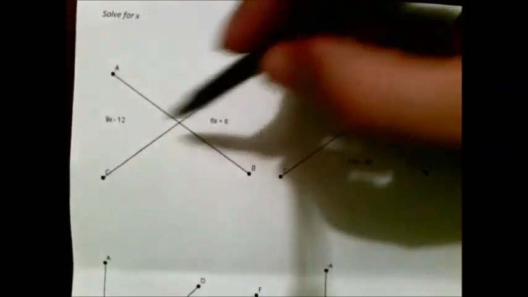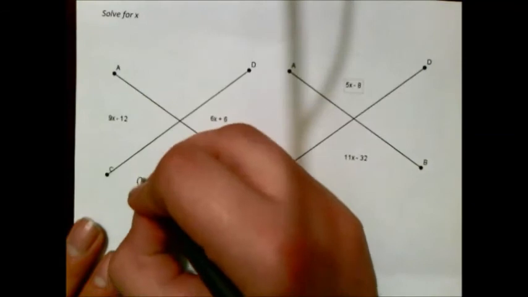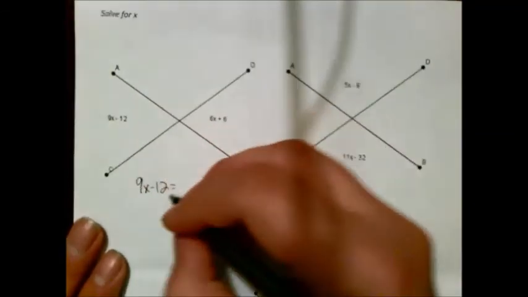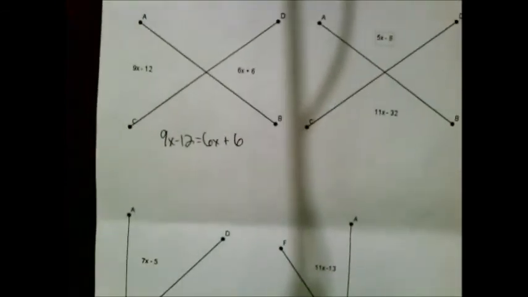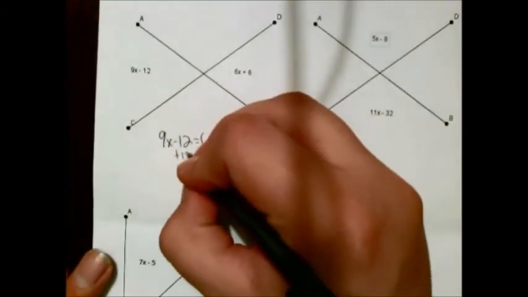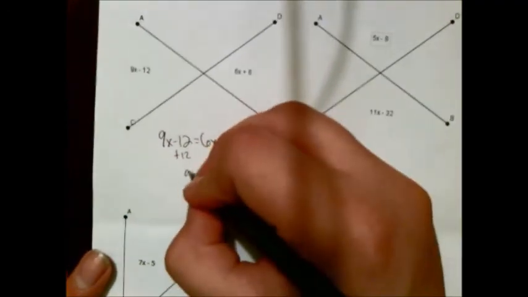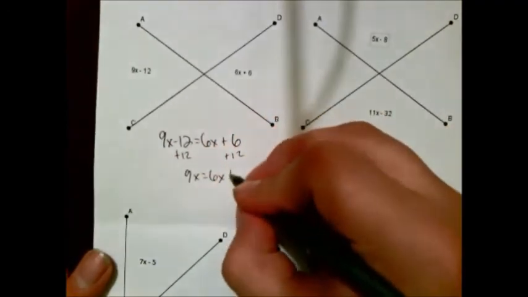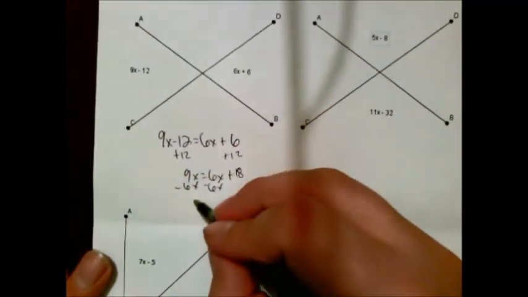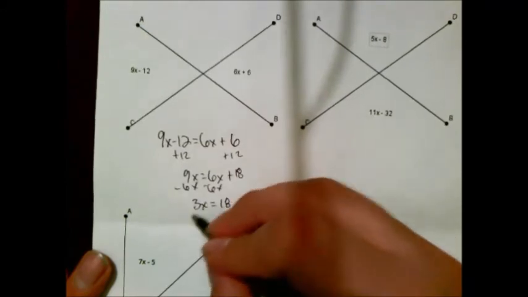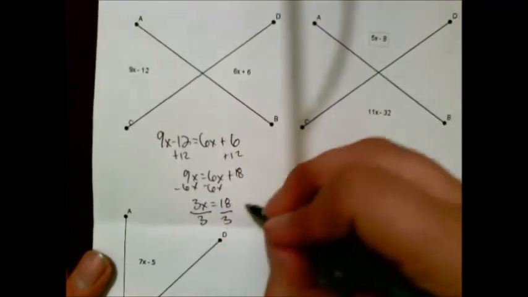Since these are the measures of the angle, what we can do is set them equal to each other. This allows us to go 9x minus 12 equals 6x plus 6. Alright, from here it's just simple algebra 1 stuff. Add 12, 9x equals 6x plus 18. Subtract 6x, subtract 6x. 3x equals 18. Divide by 3, x equals 6. Alright? That's all that is.